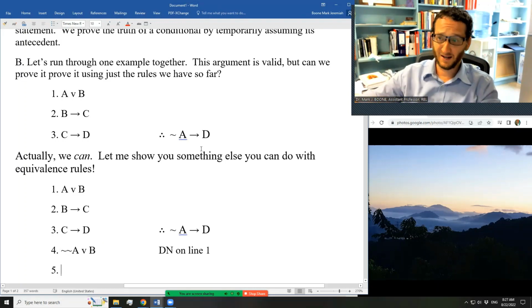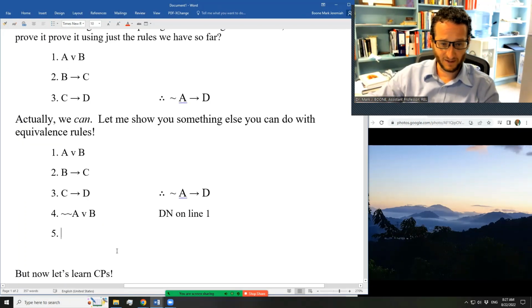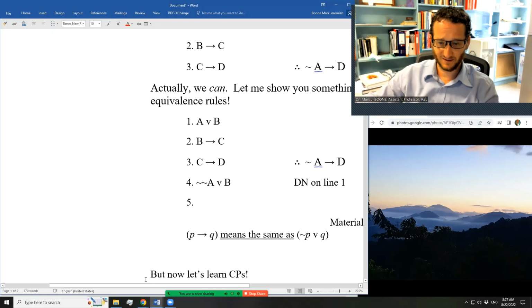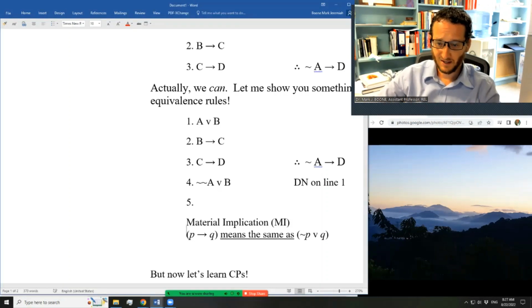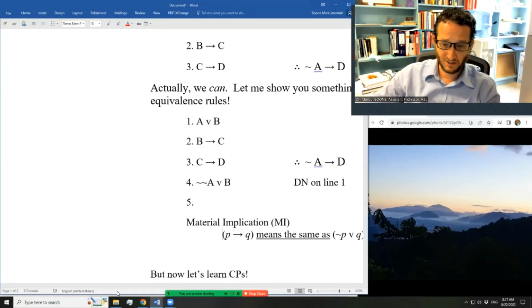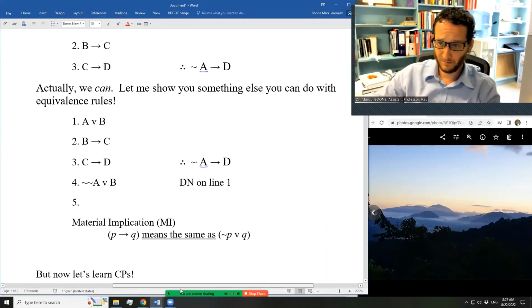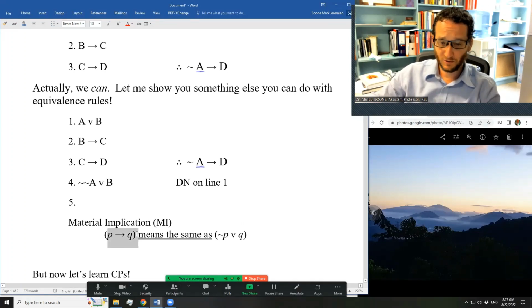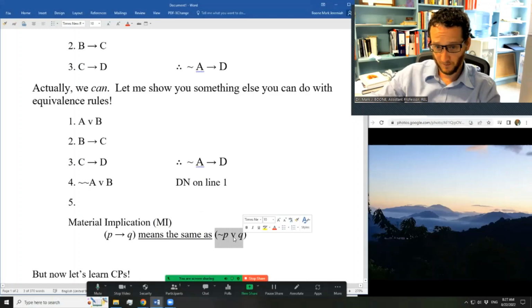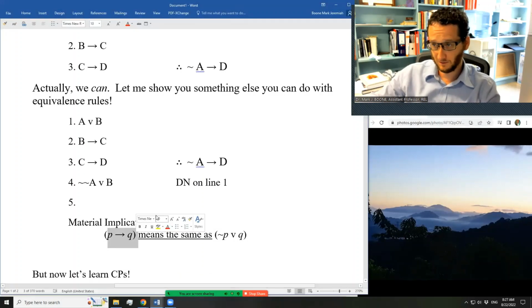And now from that, I can use the material implication rule, one of the equivalence rules. P horseshoe Q, or P arrow Q, means the same as tilde P or Q. Meaning if P then Q means the same as either not P or Q.